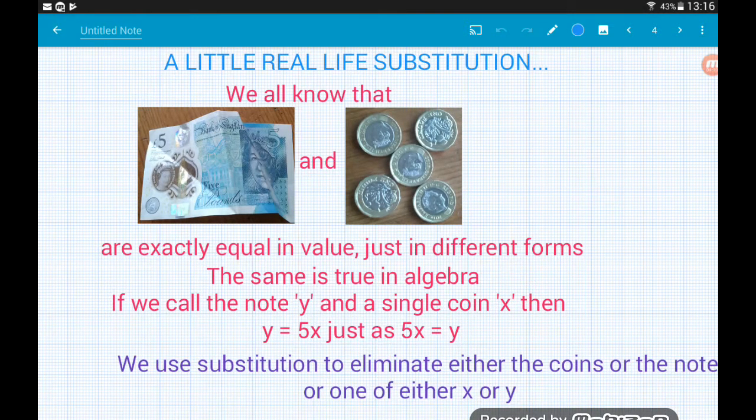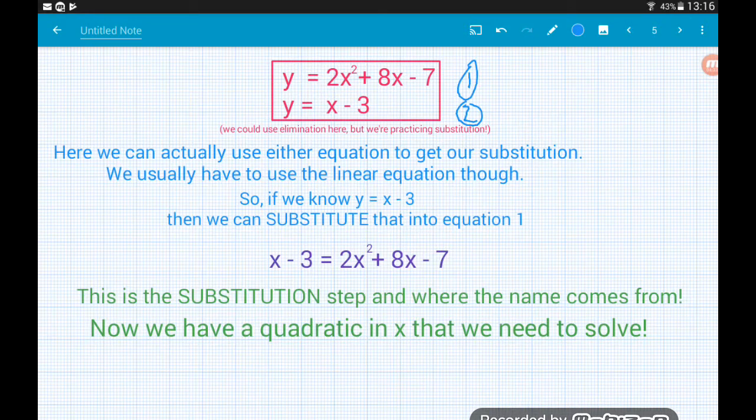So once we've got an equation in terms of one variable, we can then solve that equation to find the values of that variable and then use those values to work out the values of the other variable, the second variable. So if we know the values of x, we can then use those to work out the values of y. Now as always, the best way to demonstrate this is by doing.